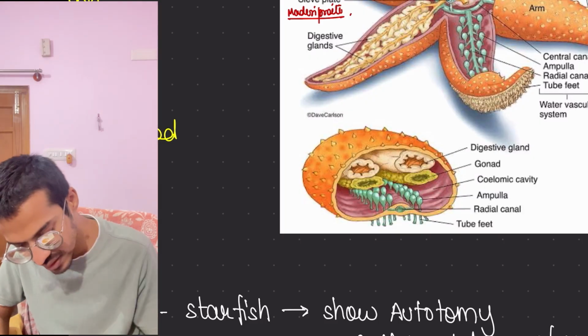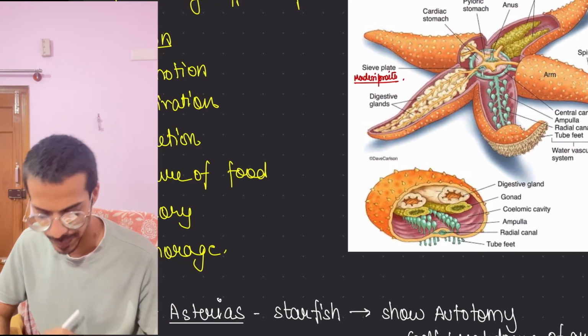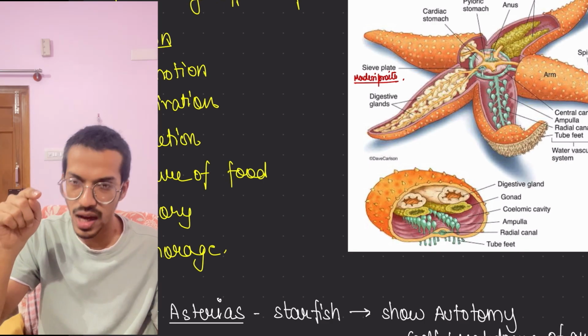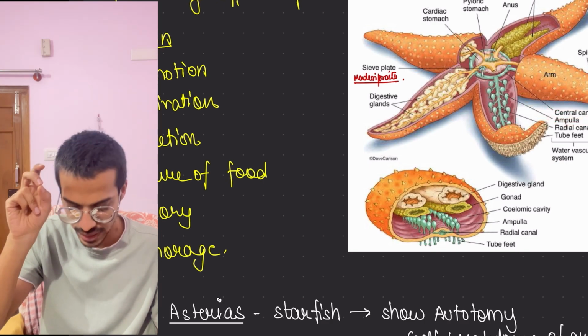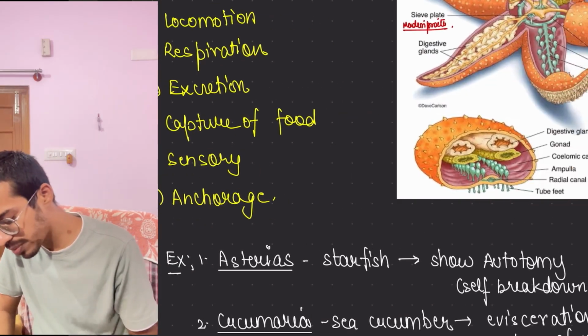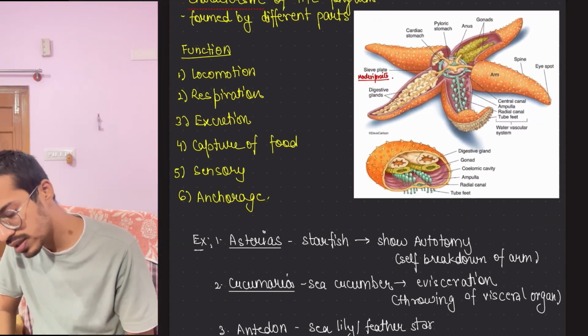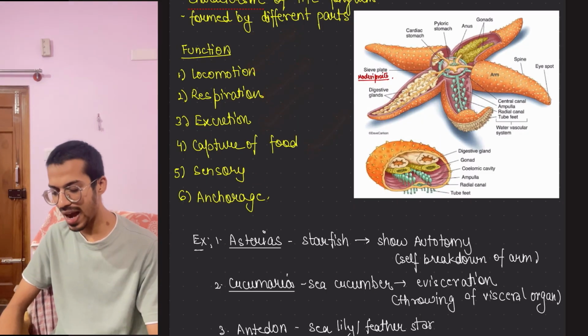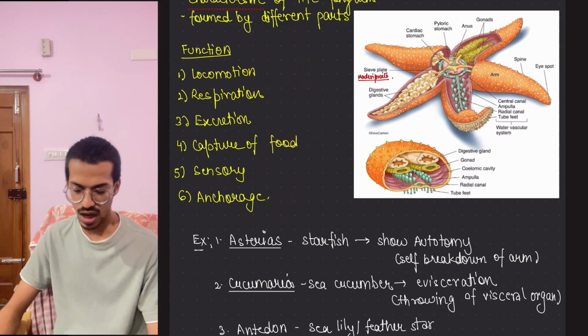So this is the water vascular system. It starts from the madreporite, goes inside the central canal, ampulla, radial canal, and tube feet. The function of the tube feet would be locomotion, respiration, excretion, capture of food, sensory function and anchorage. All these functions are there.